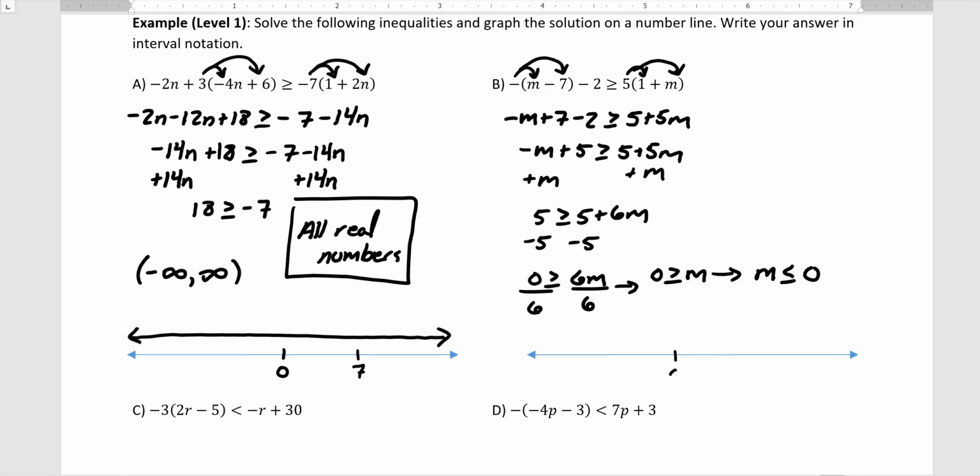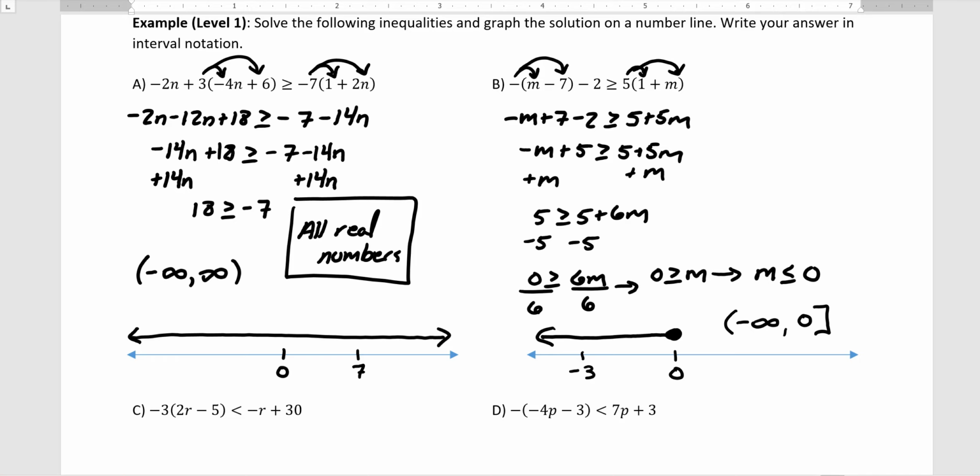So on a number line, I'd plot 0 like so. I can plot negative 3 right there. Less than or equal to 0, so at 0, I'd have a closed circle. And since we're going less than, we'll be going to the left. Now in interval notation, the smallest value we could have would be negative infinity, so we went to the left. The highest is 0, with a hard bracket there, because that 0 is contained within our solution set.